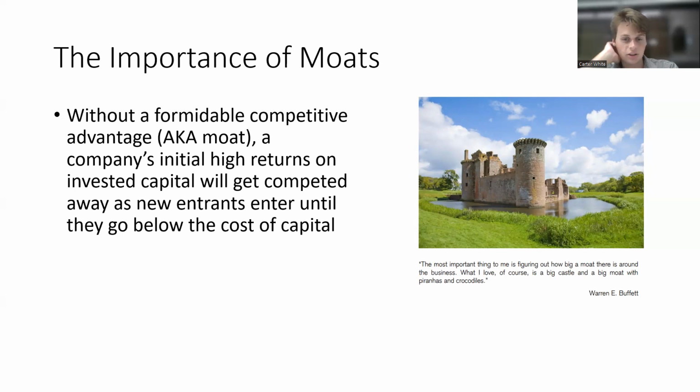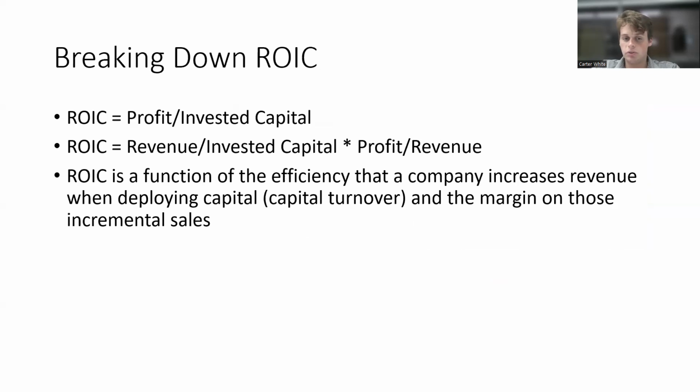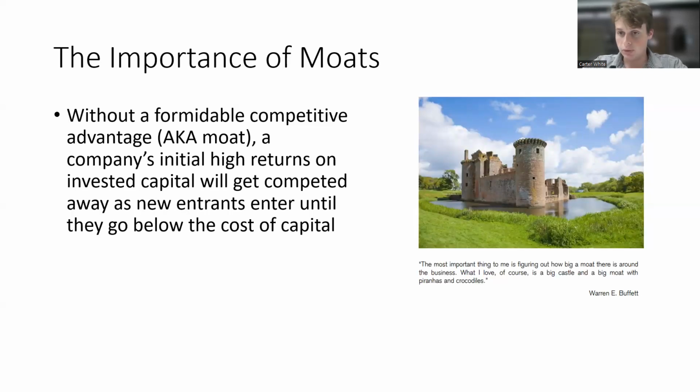So basically, if you don't have a moat, your high returns on invested capital, because of capitalism, will just get competed away as new entrants enter until they go below the cost of capital, right? So here, your ROIC went from 50% to 8% so easily, right? So that is really what happens, right? If there's more competitors in a space, everyone's going to decrease their prices. Suppliers might get more power, and what's going to happen is returns are just going to go down significantly until it's right around the cost of capital.